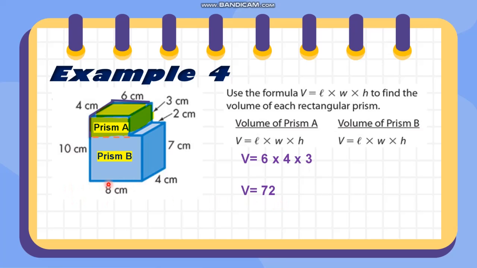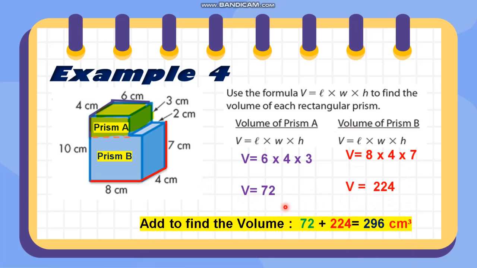For prism B, this is your prism B, this is your length, this is your width, and this is your height. So your length is 8, your width is 4, and your height is 7. So 8 multiplied by 4 multiplied by 7, it is equivalent to 224. So when you add that one, so 72 plus 224, the answer is 296 cubic centimeter.